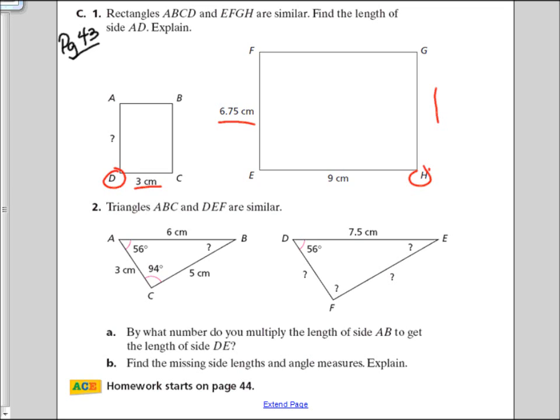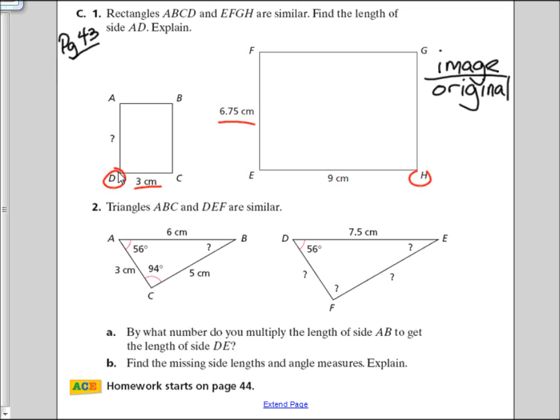Here's how to calculate scale factor. Write this note down, please. To figure out scale factor, you take your image divided by your original. Again, you take your image divided by your original.